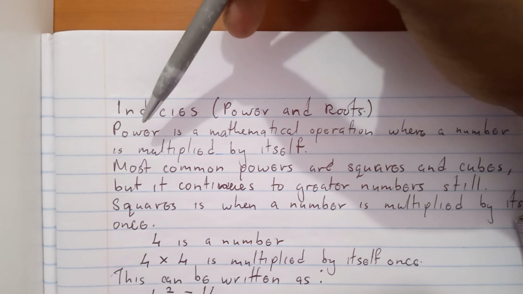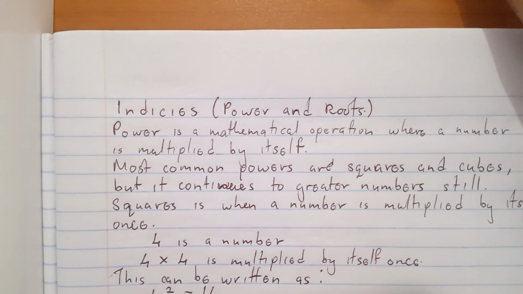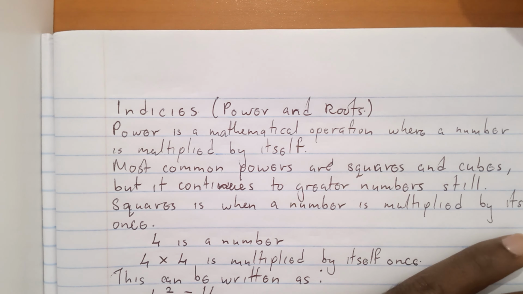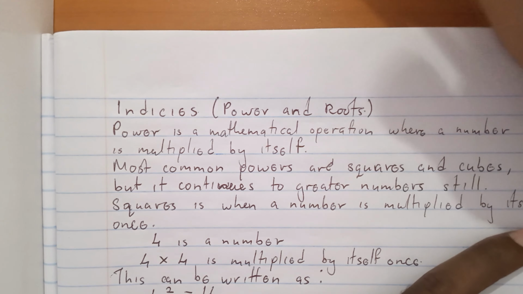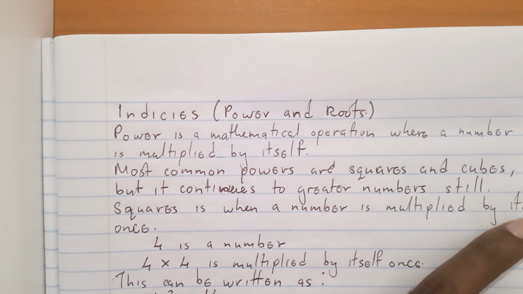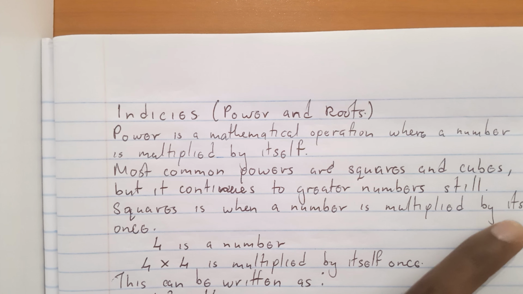Power. What is power? Now, power is a mathematical operation where a number is multiplied by itself. Simple. Now, I know you've done multiplication whereby you have something like 3 times 4. That is not a power because 3 times 4, those are two different numbers. But 3 times 3, that is a power because 3 is multiplied by itself.